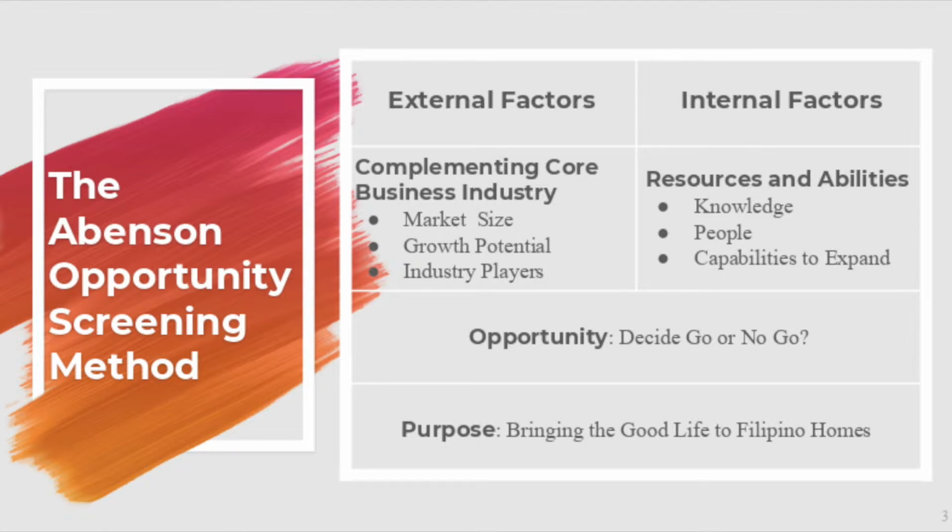As for internal factors, Abenson primarily considers their company's resources and abilities. They consider the knowledge of the enterprise and how it would affect their products. Also, they consider their employees' capability to continuously run the business. Lastly, they consider the enterprise's capability to expand their reach as a business. For Abenson, all these factors must be attuned to their purpose.